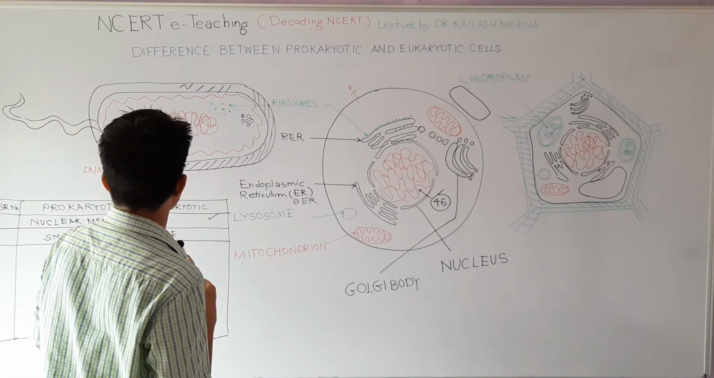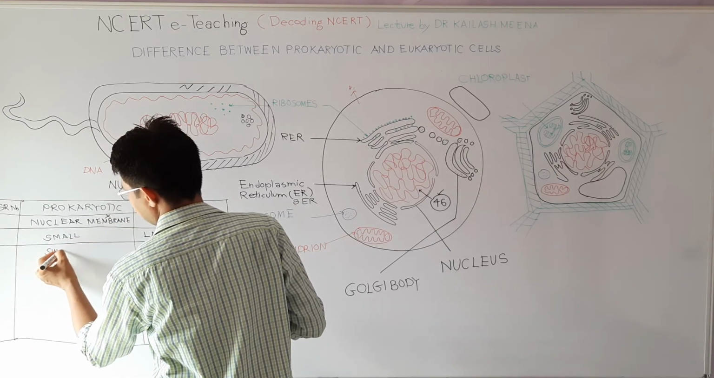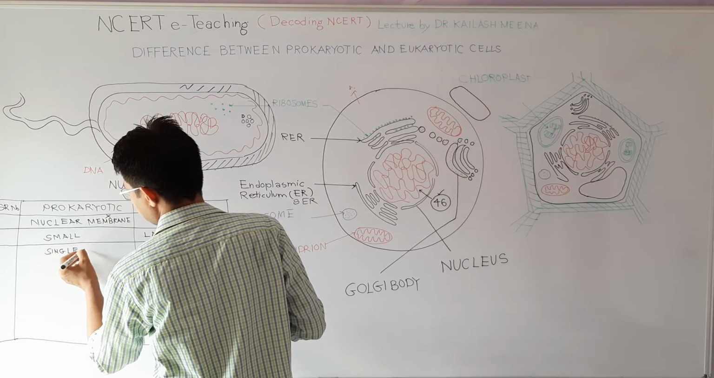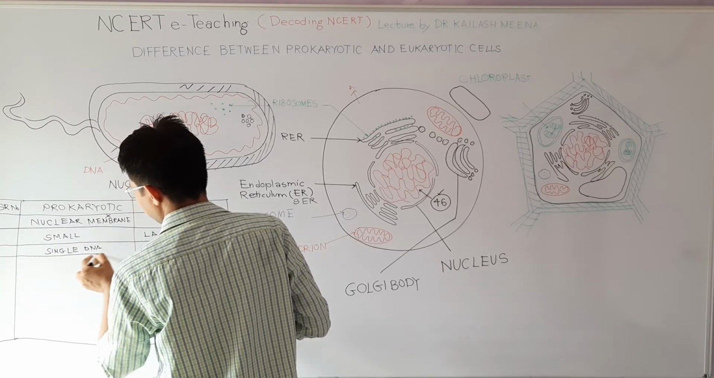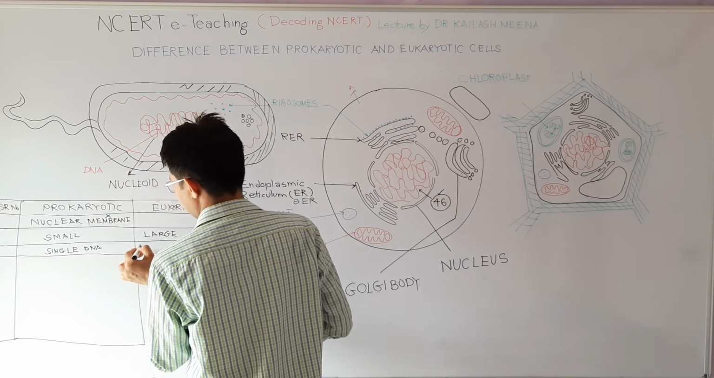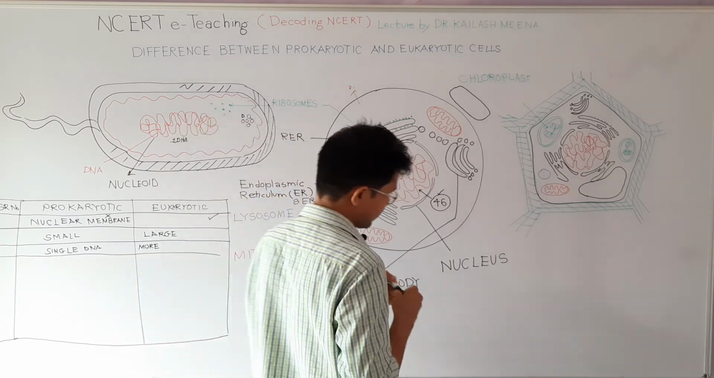So the third difference, single DNA molecule. Prokaryotic cells have a single DNA molecule, and eukaryotic cells have multiple, more than one, DNA molecules. More DNA molecules.